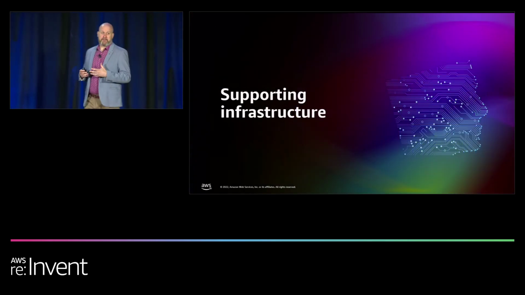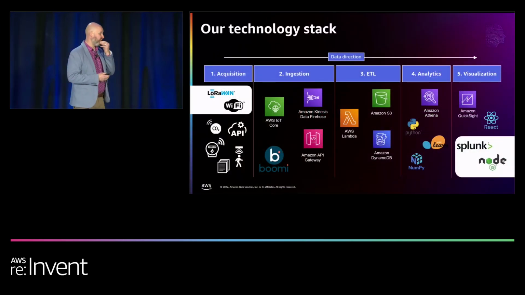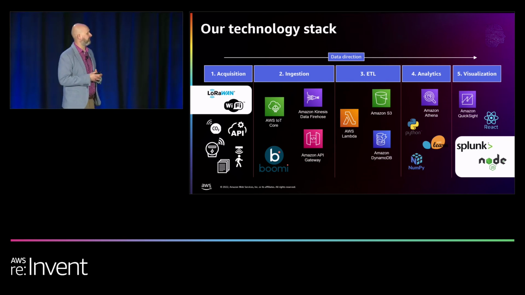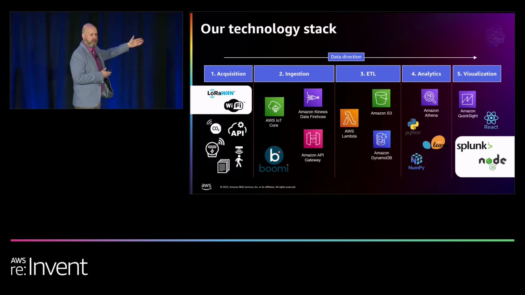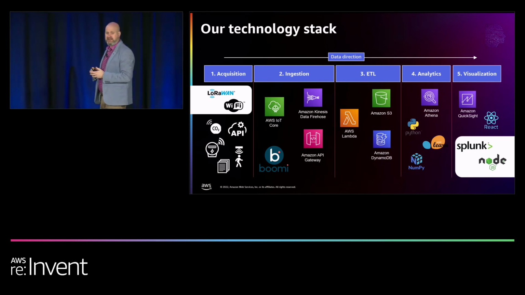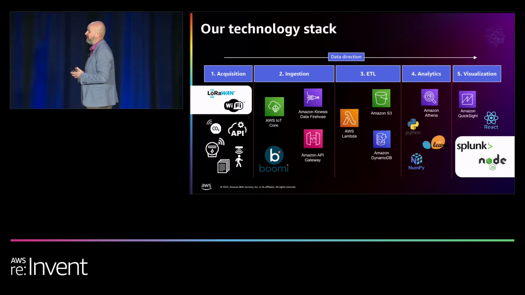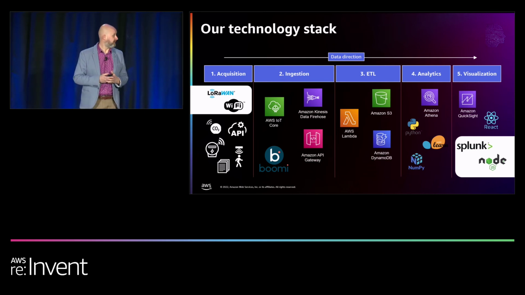So how did we build it? What did we do? This is our tech stack. We use around 9 key products from AWS and then a handful of other small products. Data producers are on the left through to data consumers on the right. We have our sensor network and acquisition where we acquire the data. We have our API endpoints in there as well. And then we use IoT Core for a lot of the sensor data and some of our integrations. And then we use Boomi as our enterprise integration platform.